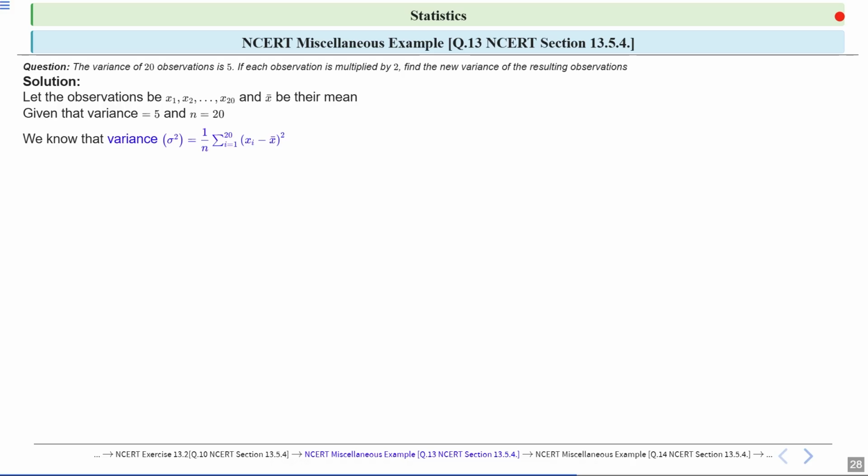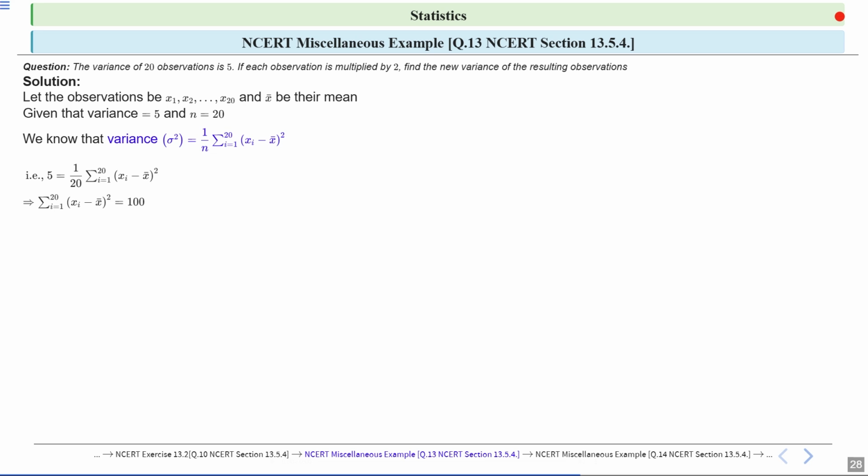Now recall the formula for variance. The variance written as sigma squared equals 1 divided by n times summation from i equal to 1 to 20 of xi minus x bar whole square. That is 5 equal to 1 divided by 20 times summation from i equal to 1 to 20 of xi minus x bar whole square. Here we substitute the variance sigma squared equal to 5 and n equal to 20.